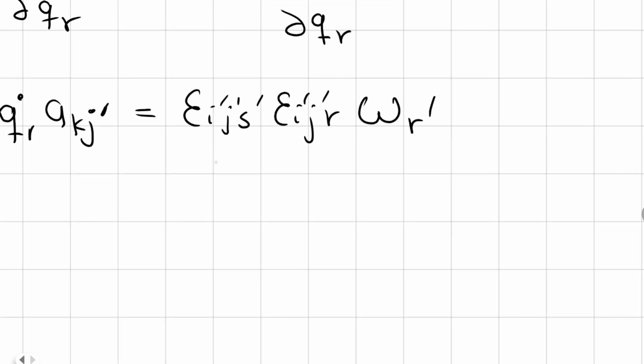We have a product of Levi-Civita symbols. So we know that we can use a very famous formula that relates the Levi-Civita symbol with the Kronecker delta.